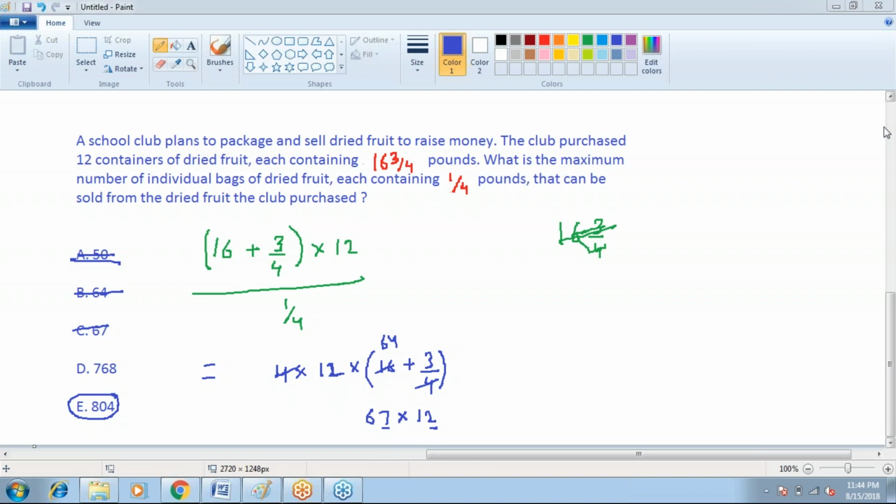ठीक है. एक और देखिए तब तक. I'll just copy it. All right, one more.